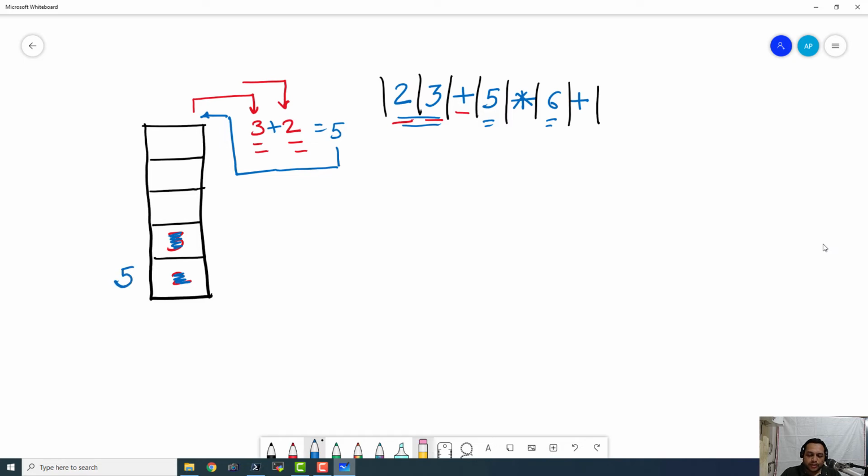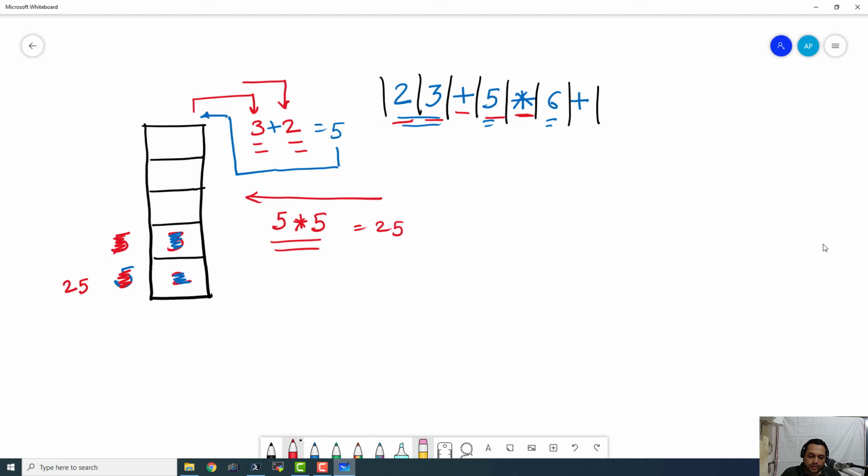Again, repeat the same process. So next token is 5. So put 5 here. Next token is multiplied by. Now pop both the operands. So we are going to pop both the operands, and both the operands are 5 and 5. And use this operator to evaluate the result. 5 multiplied by 5 equals 25. Then push this 25 again to the stack. Now this 5 is gone, this 5 is gone, and in place of that, we have 25.